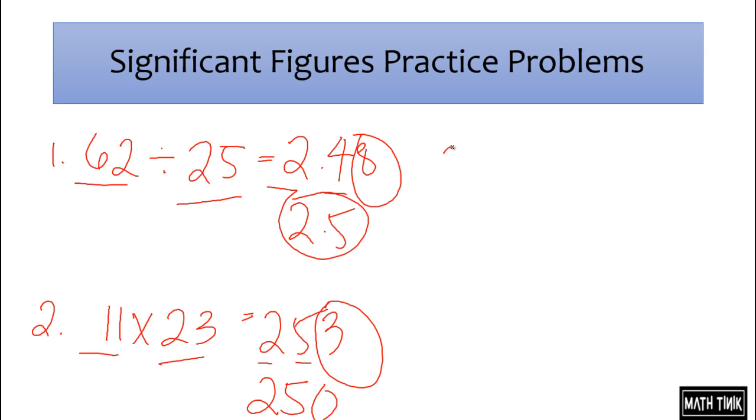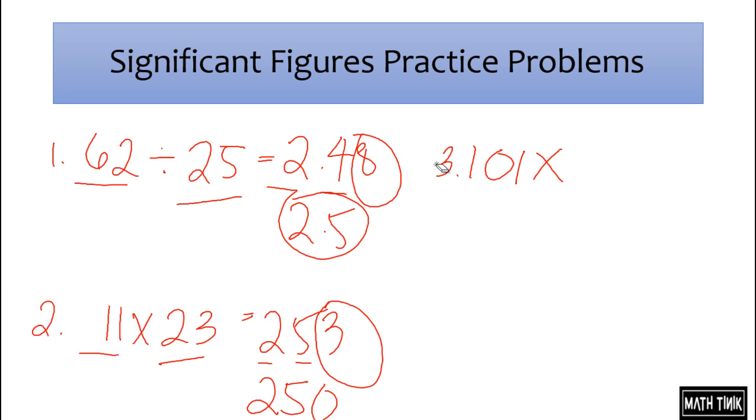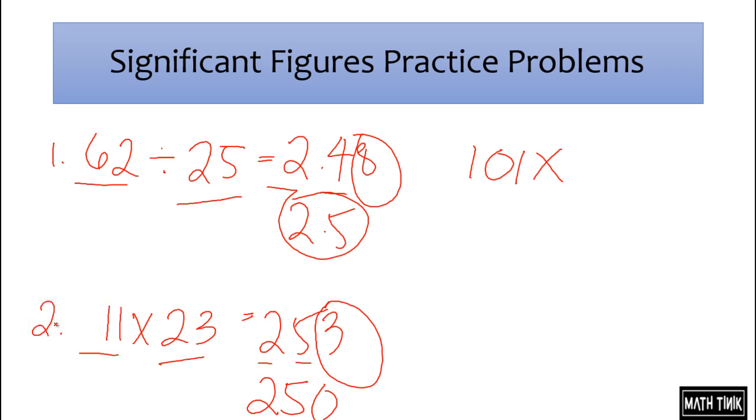Okay, let's have example number 3. We have 101 times, let me just erase this number to avoid confusion. Para makita talaga na 101 lang yan. 101 times 162.